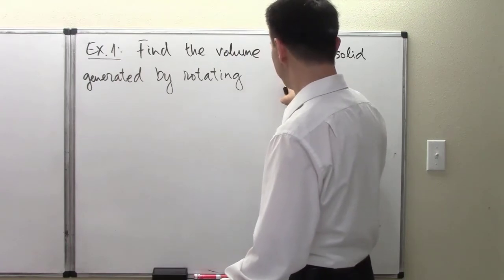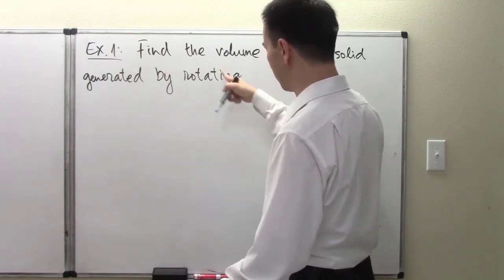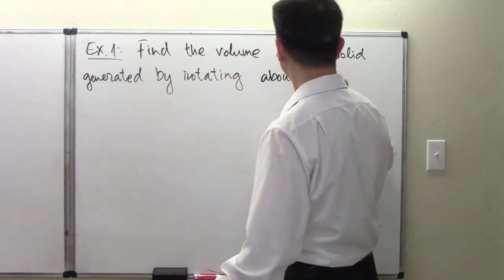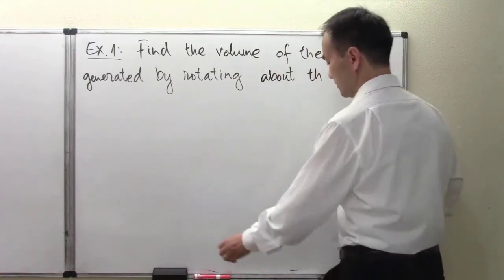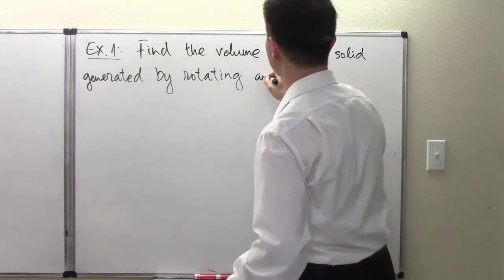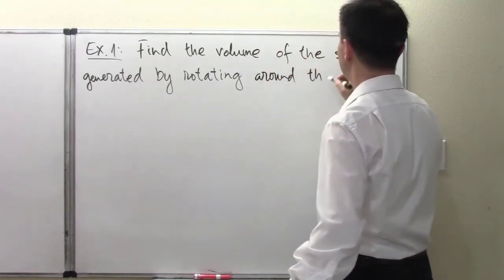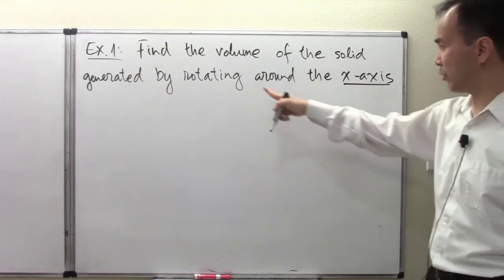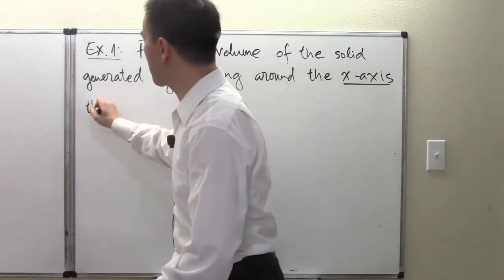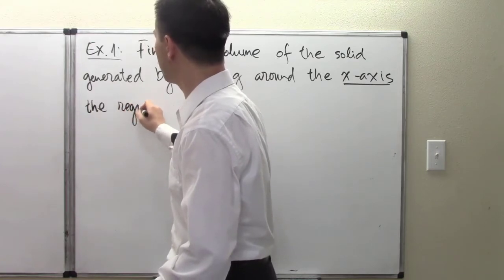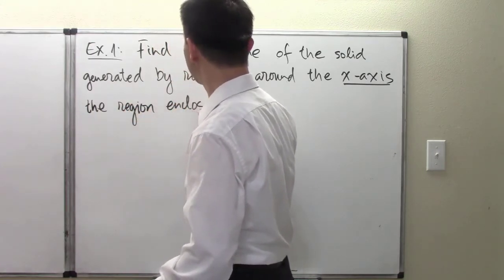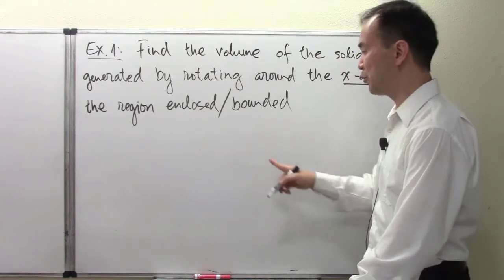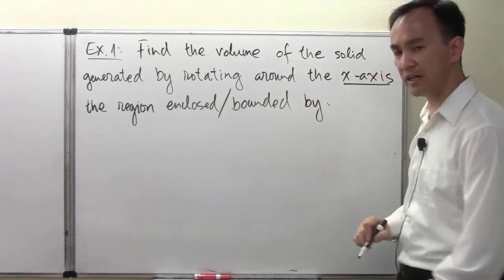And now allow me to be specifically clear, first in line, by rotating about or around the x-axis, okay? So this is your axis of rotation right here, but we're rotating around the x-axis, the region enclosed, or sometimes the problem says bounded, same meaning, okay? The region enclosed or bounded by the following given curves right here.